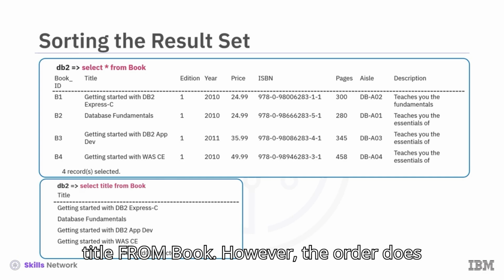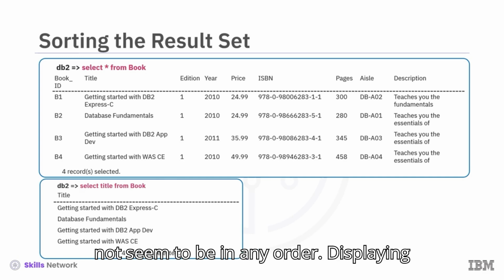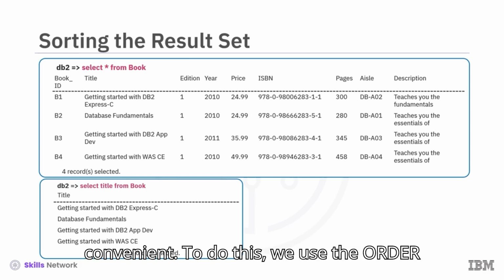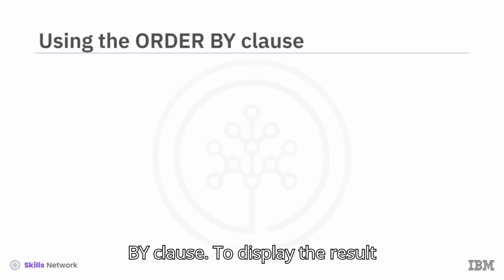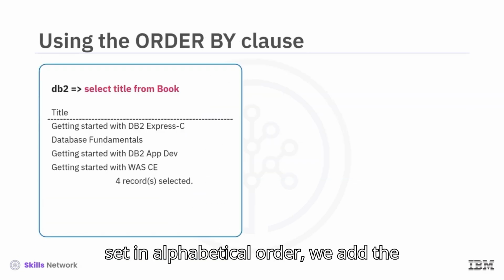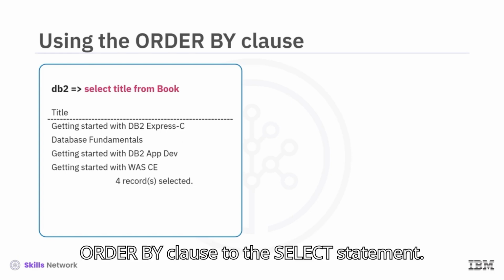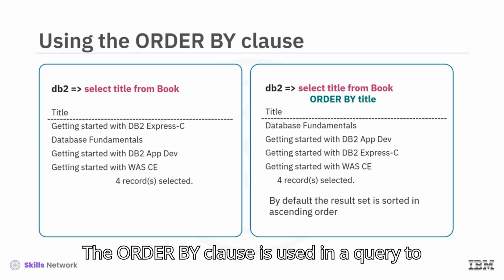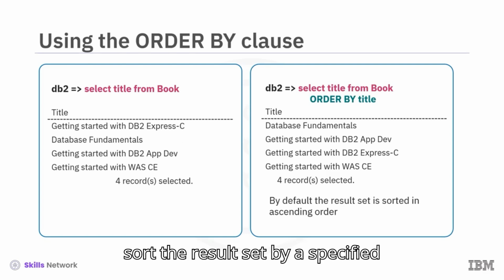Select title from book. However, the order does not seem to be in any order. Displaying the result set in alphabetical order would make the result set more convenient. To do this, we use the order by clause. To display the result set in alphabetical order, we add the order by clause to the select statement. The order by clause is used in a query to sort the result set by a specified column.